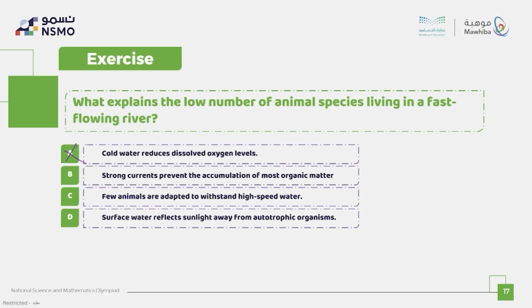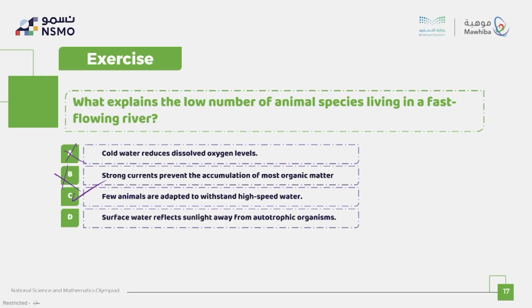And B. Strong currents prevent the accumulation of most organic matter. Also that one is not true. But it is partly true because strong currents reduce food accumulation, but it's not the main limiting factor. Okay, what about C? Few animals are adapted to withstand high-speed water. That is right. Why is this right? Because only a few species have bodies or behaviors that allow them to stay anchored and not be swept away.